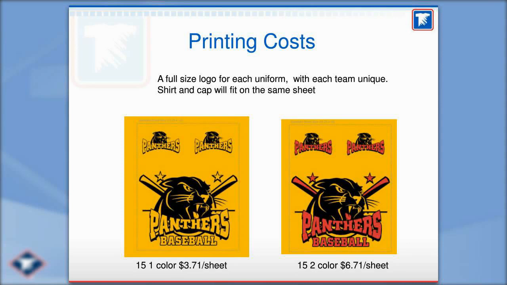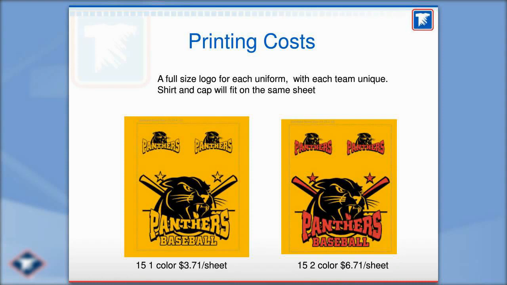So what we've done is a full-size logo for the front of the uniform. That's the Panther with the cross baseball bats and the stars, the big design at the bottom there. But then we've also used all the extra space on the paper. You see, the gray line in each of these two examples is the edge of the sheet of paper we're printing on. So after we do that big Panthers design, and that Panthers design is 11 inches wide.